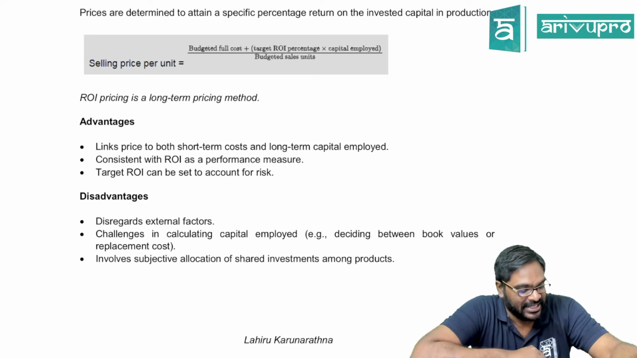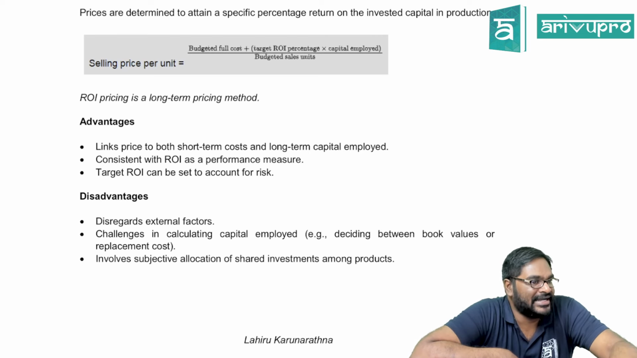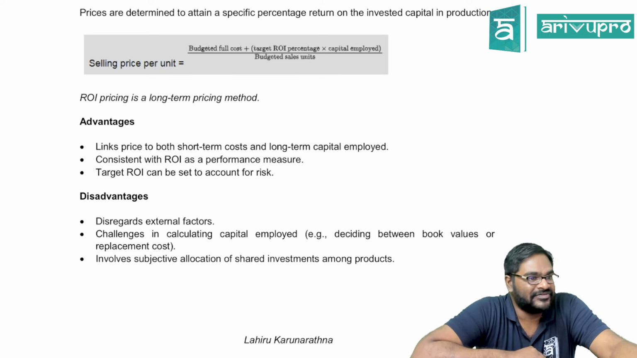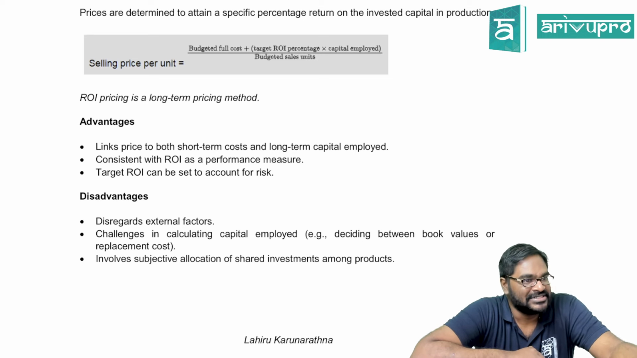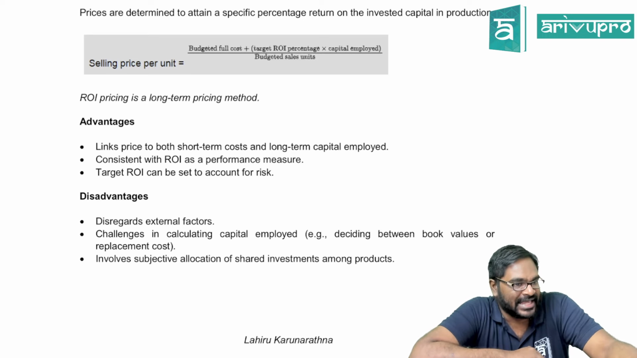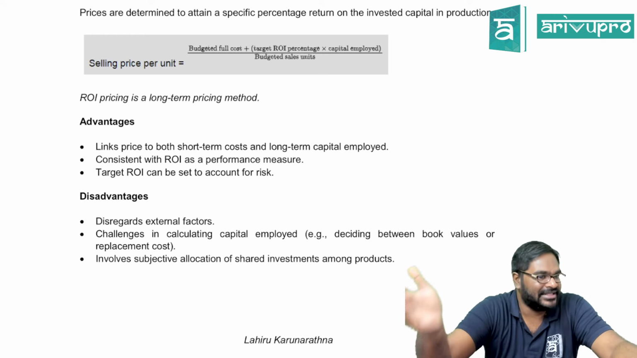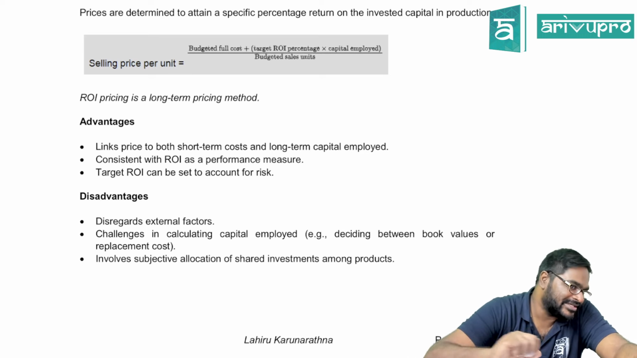Great. Third one, target ROI can be set to account for risk. So when you are deciding ROI, rather than just getting the expected return from the investors, we can add a little bit of a cushion considering the risk factors that we are facing. So now certain risks also we can allocate for ROI so that we will have a bit of a cushion rather than in the full cost method. Are we clear? Kirtan, are we okay?